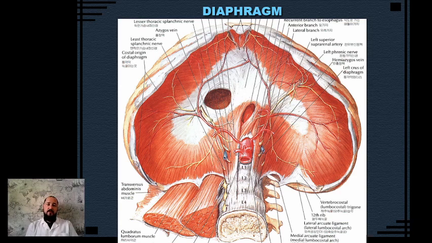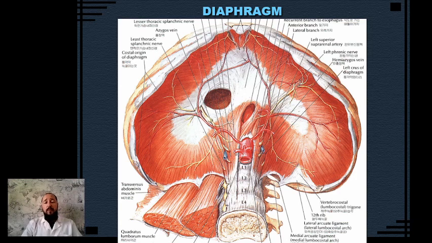But what can we tell about the diaphragm? The diaphragm has muscular parts and a tendinous center. Here it is, the tendinous center. Around it, we can see the muscular parts. The muscular parts we can divide into the sternal parts, here they are, the costal parts, and the lumbar parts. Here are the lumbar parts.